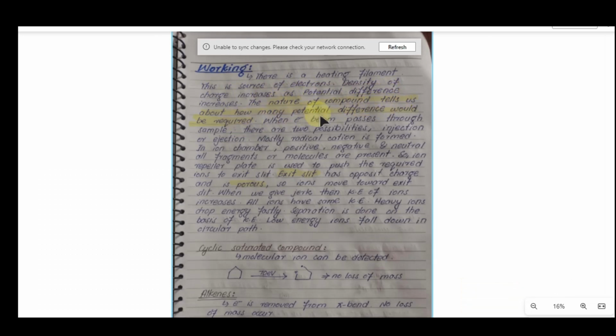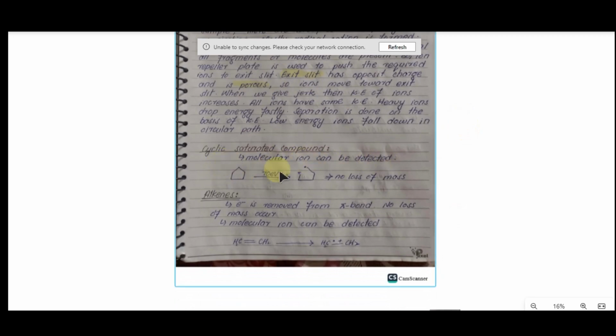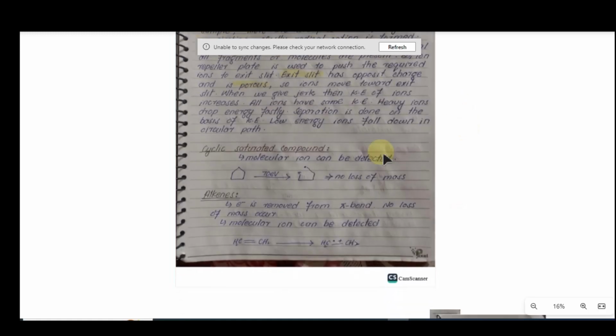Here the working principle is given. What kind of compound we are using will be detected by the potential difference we are applying. When a beam of electrons passes, mostly radical cations are formed, and they have given us an example of a cyclic saturated compound. When a high beam of electrons is passed through it, it is converted in this manner, but here fragmentation occurs with no loss of mass. So when no mass loss occurs, we can detect that ion.